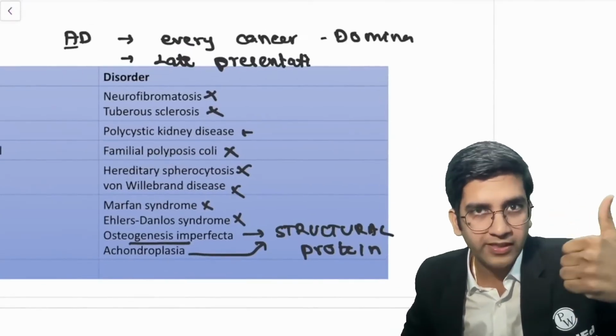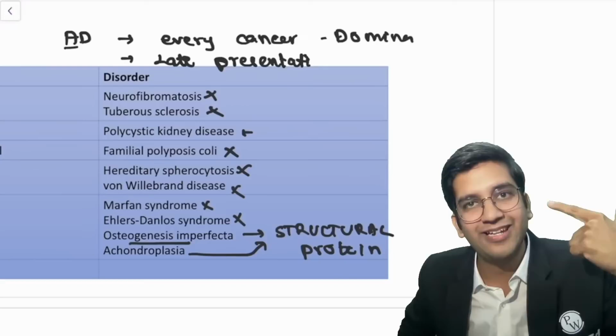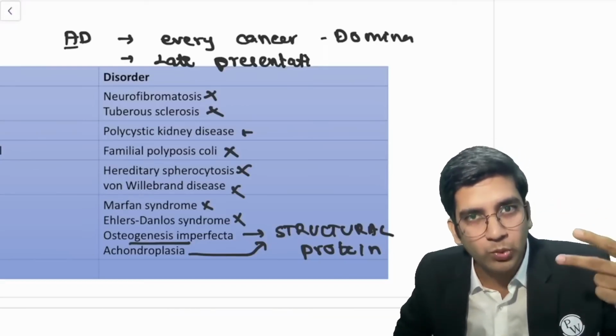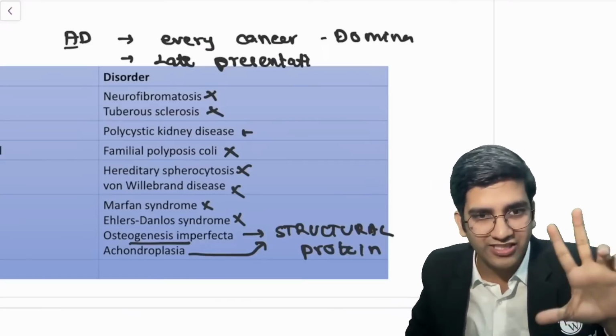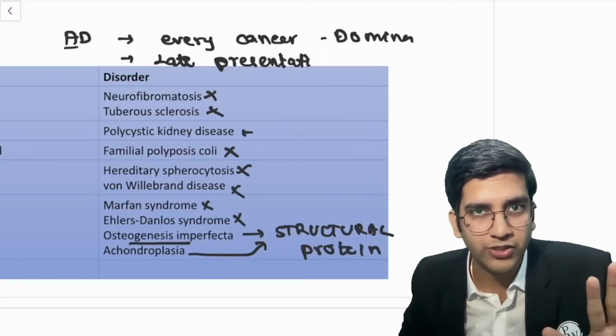There are only three things I want you to remember for any dominant disorder. Every cancer syndrome is dominant. Any genetic disease which has a late presentation is dominant. If a mutation is in a structural protein like collagen, it's a dominant disorder, right? So these are three cardinal rules to remember for dominant disorders.